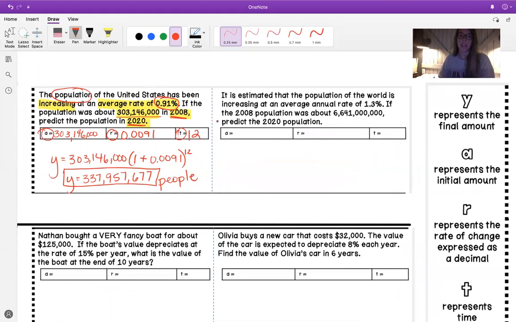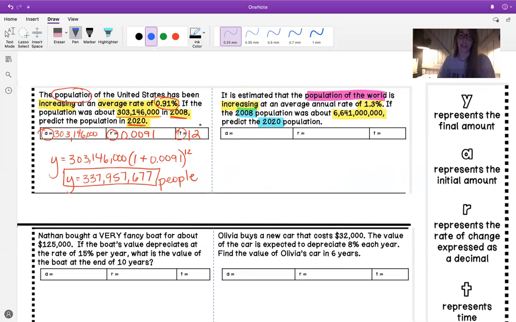It is estimated that the population of the world is increasing, so there's that keyword again, at an average annual rate of 1.3%. Now we're talking about the world population. Earlier we were talking about the United States population. If the 2008 population was about 6.6 billion, predict the population in 2020. So we're going from 2008 to 2020.